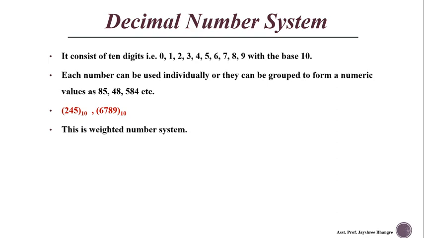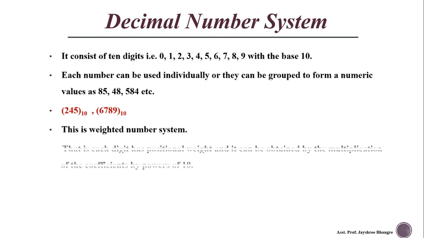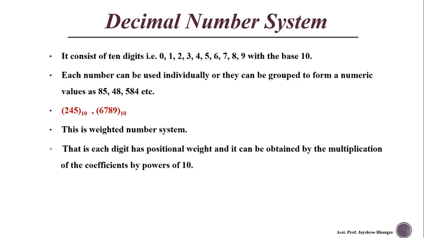The decimal number system is a weighted number system. What do we mean by a weighted number system? Each digit in this number system has a positional weight, and it can be obtained by multiplying the digit by powers of 10. Let's see an example. Here the number given is 8267. Each digit in this number has its positional weight. That means 7 has its positional weight, 6 has its positional weight, and so on.